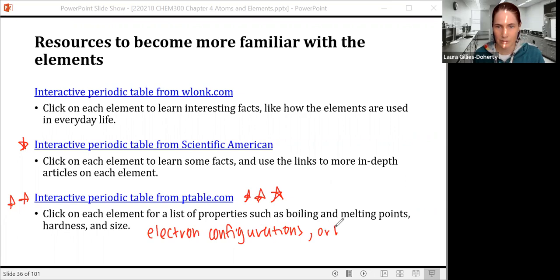And orbitals. And we're going to talk a little bit about electron configurations and orbitals in chapter 9. And then if you go on to Chem 400, you spend a lot of time in that class talking about configurations and orbitals. And ptable.com has an interactive periodic table that you can click on each element, and it gives you specifically information about both those things.